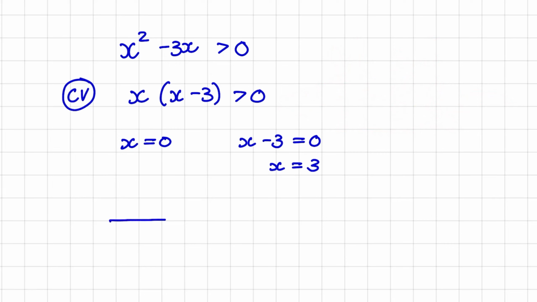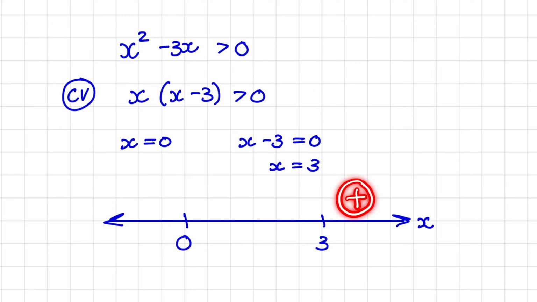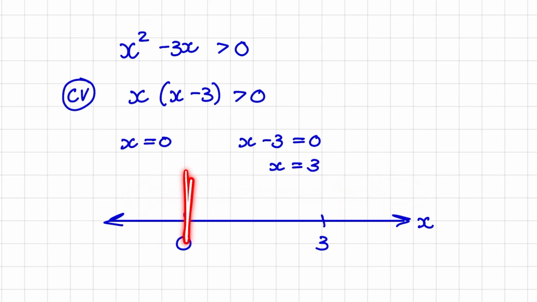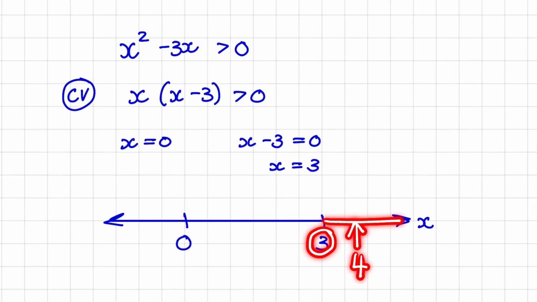So I plot these values on a number line. So I have x equal to 0 and x equal to 3. And what I want to do now is determine where this graph is positive and negative on this number line using these points as critical values. So what I recommended is that we substitute a value of x after 3. So let's say we use 4.